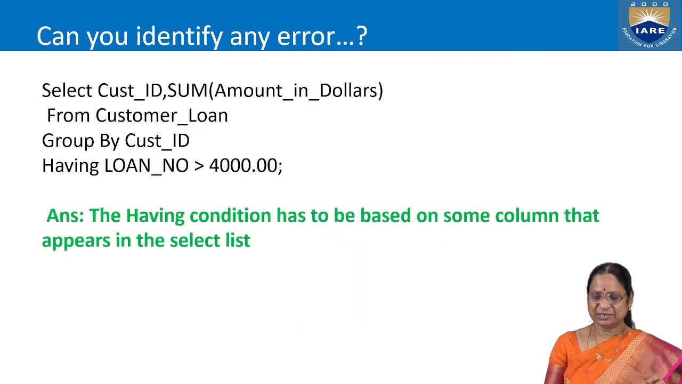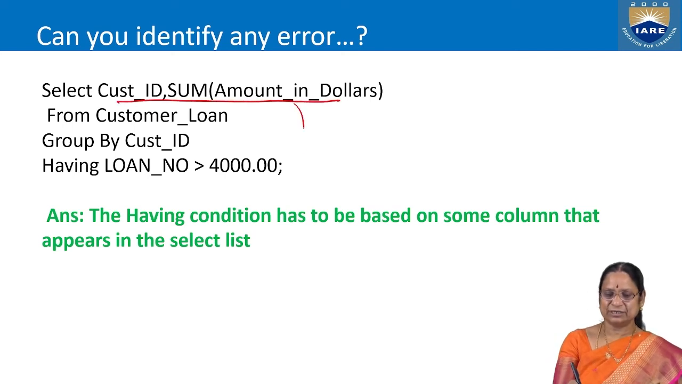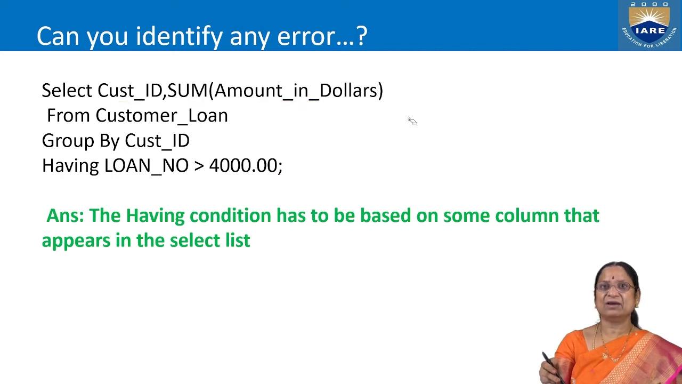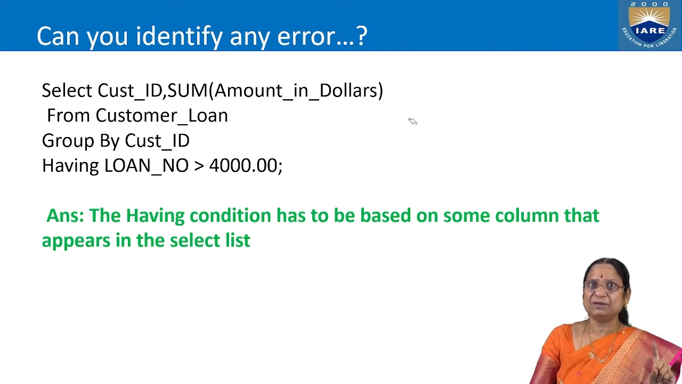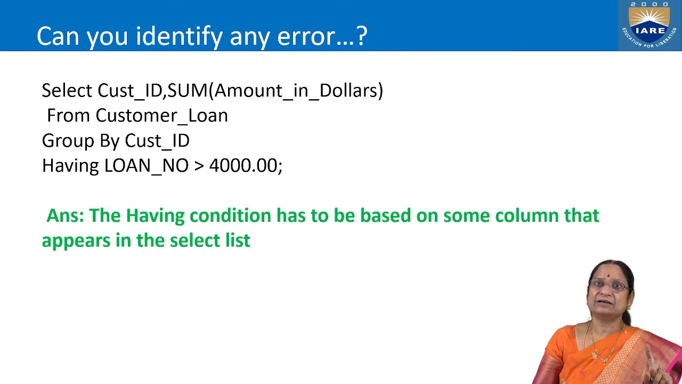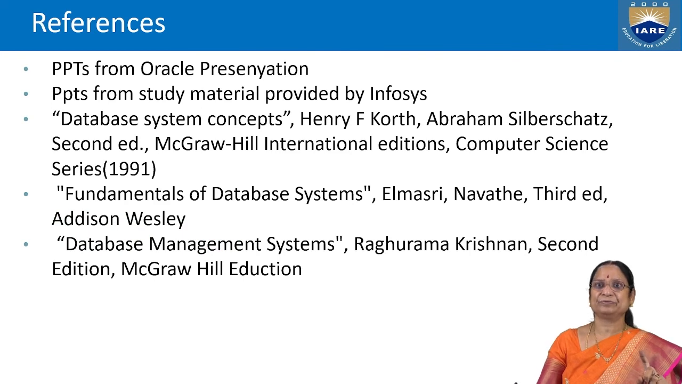So the having condition has to be based on some column that appears in the select list only. So here we are comparing loan number. So this is an invalid statement. Having should be associated with group by. Having should have a condition associated with the variables listed in the select statement, that means either a group clause or aggregate function.